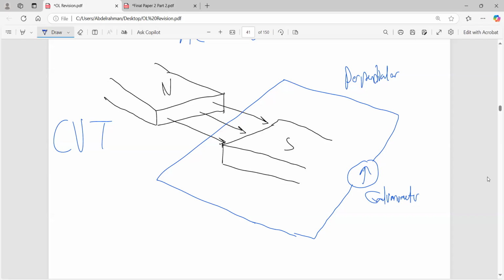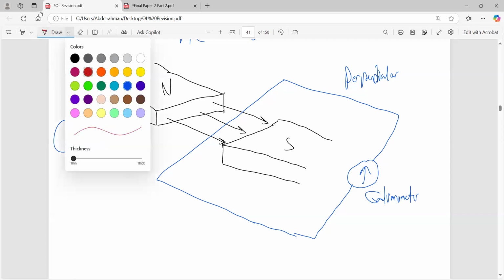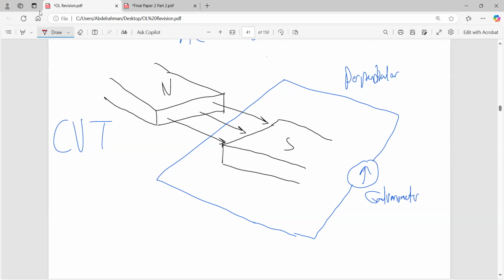Can I find the direction of the current induced in this wire? Yes, I can find the direction of the current induced in the wire using what? Using Fleming's right hand rule. You can find the direction of the induced current.